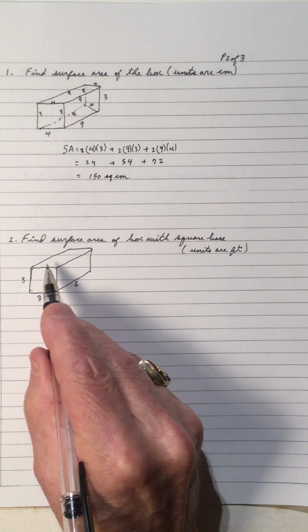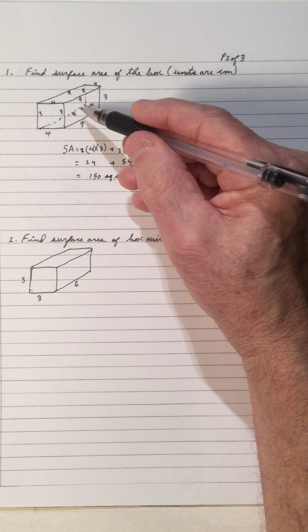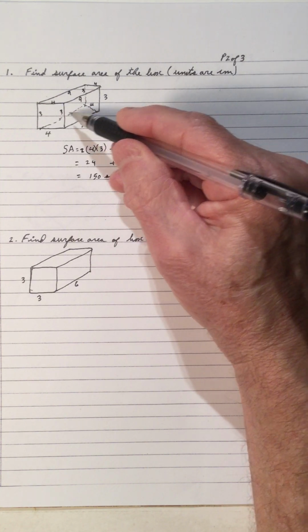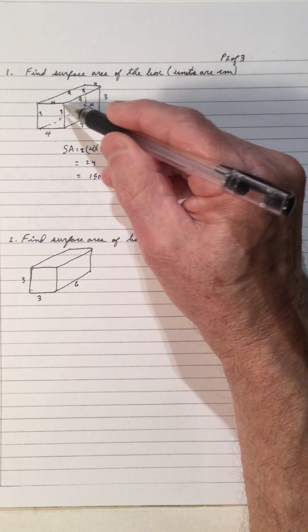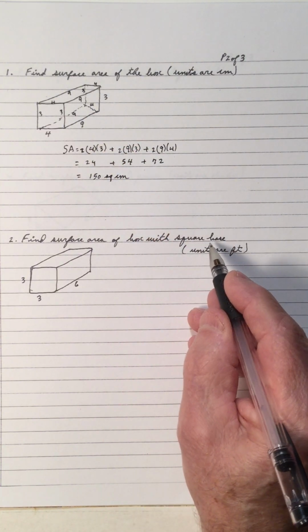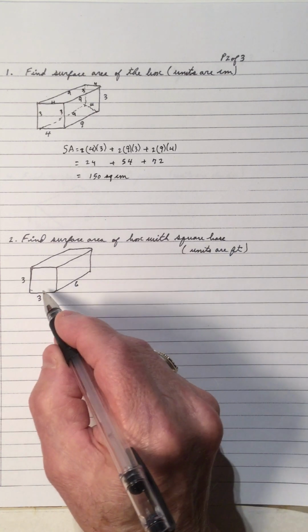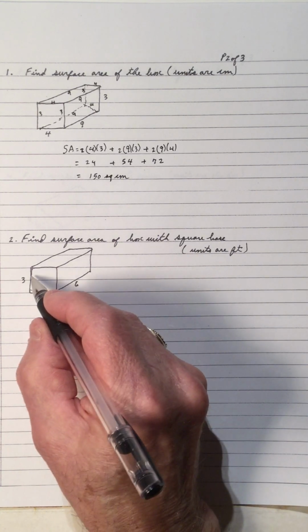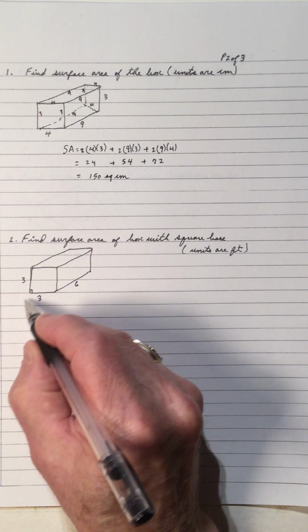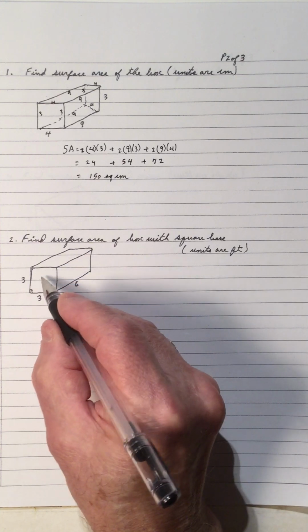Number 2, find the surface area of the box with a square base. So this one doesn't have a square base. There's no square on any one of the sides. So when you say a square base or a square face, that means one of the ends is a square. So you can see that, again, the box is rectangular in shape. There are all right angles everywhere.